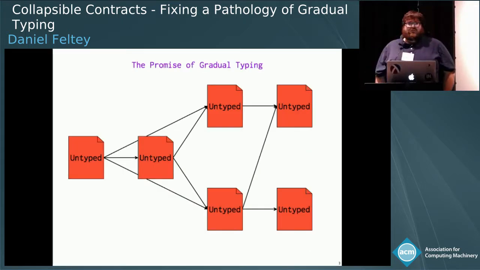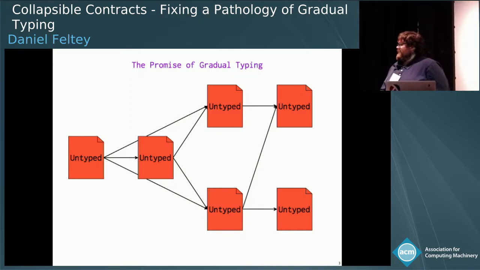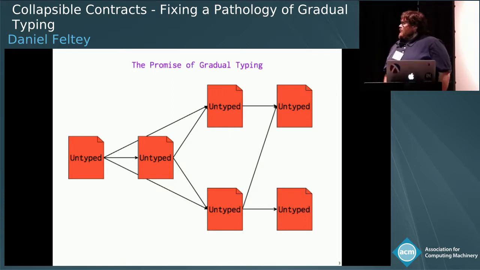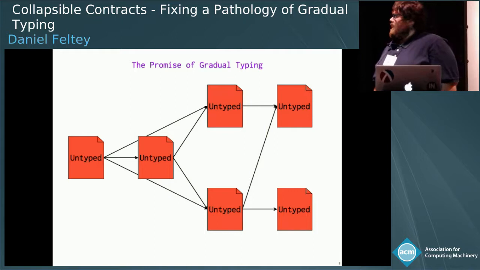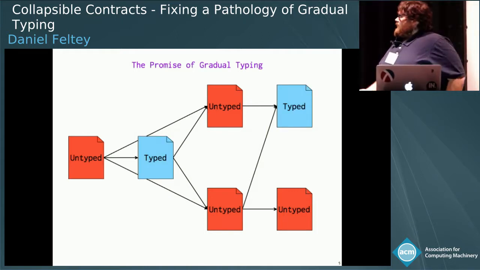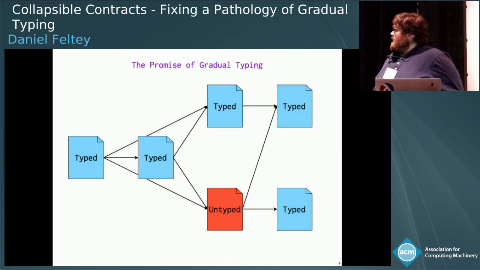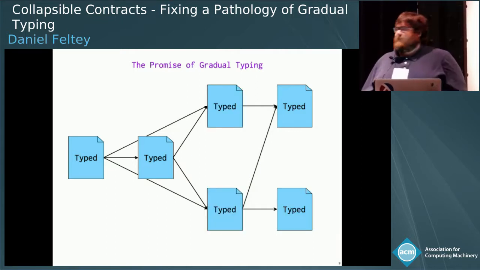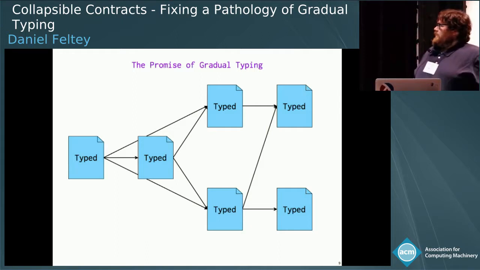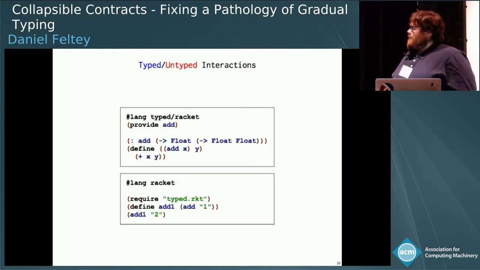Since its inception, gradual typing has promised programmers that they can get the best of both dynamic typing and static typing. If we start with some untyped program, like the one represented by this module dependence graph here, then ideally we can just slowly add types to different modules and take advantage of static typing along the way. But unfortunately, this doesn't come for free.